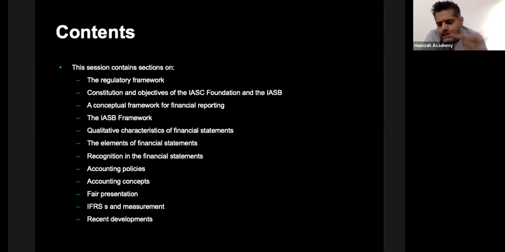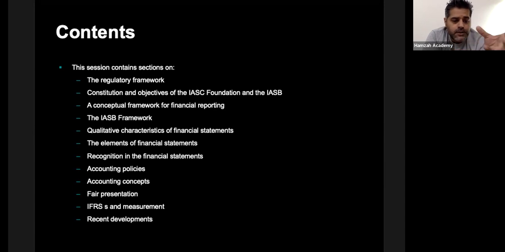In this reporting framework, we are going to look at the bodies responsible for the development of the international accounting standards, and how an entity should switch over from local GAAP to the international standards, because we have a standard, IFRS 1, the first-time adoption of the international accounting standards.